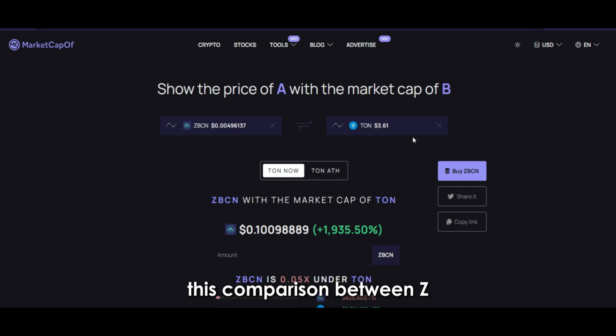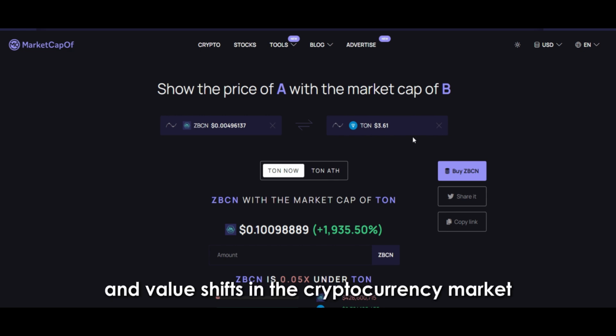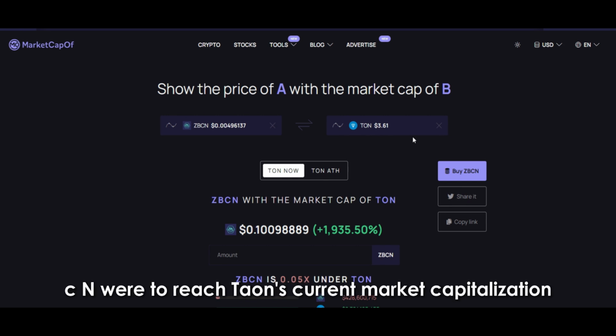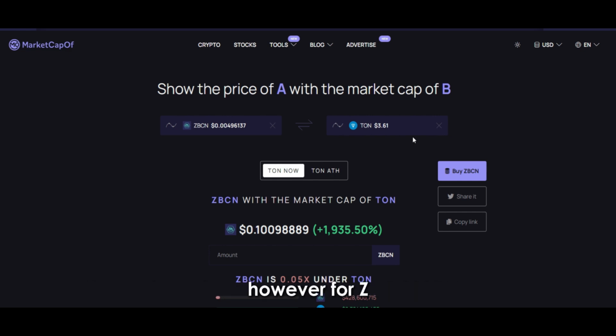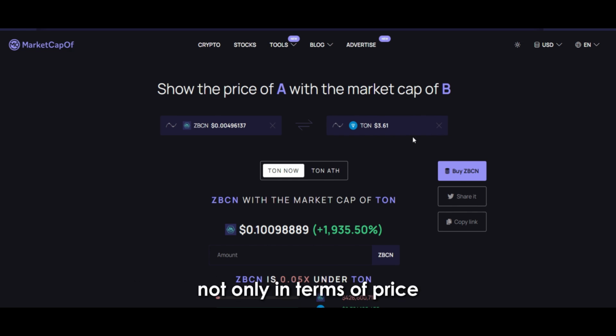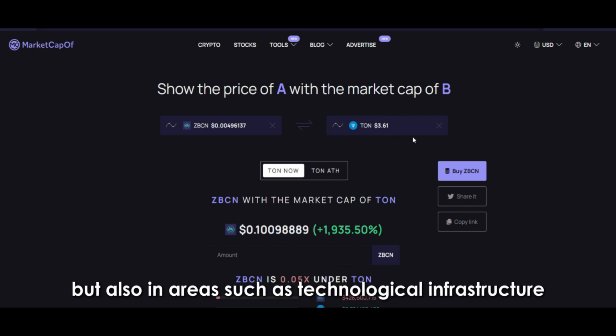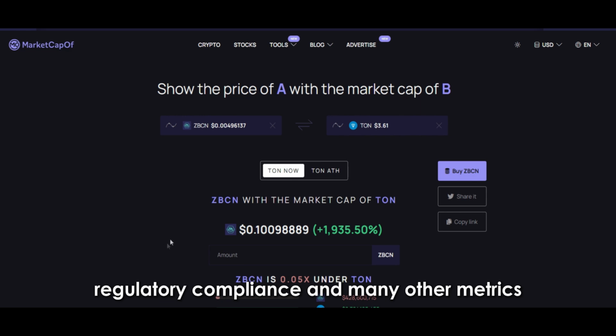This comparison between ZBCN and TON offers a highly exciting perspective for analyzing potential transformations and value shifts in the cryptocurrency market. If ZBCN were to reach TON's current market capitalization, it would require approximately a 1,930% increase. However, for ZBCN to achieve such a rise, it must demonstrate significant progress not only in terms of price, but also in areas such as technological infrastructure, use cases, adoption rate, developer support, community size, institutional partnerships, regulatory compliance, and many other metrics.